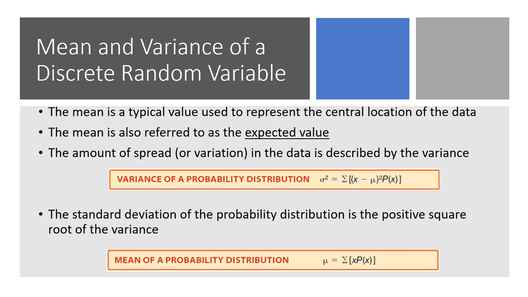Your variance is going to summarize the variability of the values of the random variable. The variance is a weighted average of the squared deviations of a random variable from its mean, and the weights are going to be the probabilities. And then also not shown here is the standard deviation, but that's going to be defined as the positive square root of the variance.